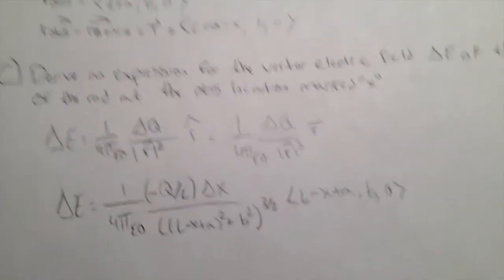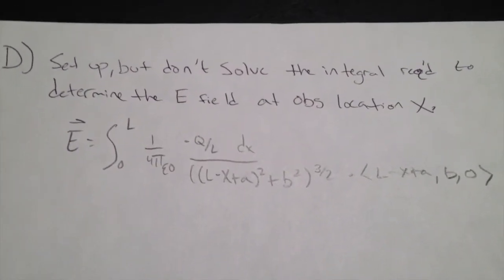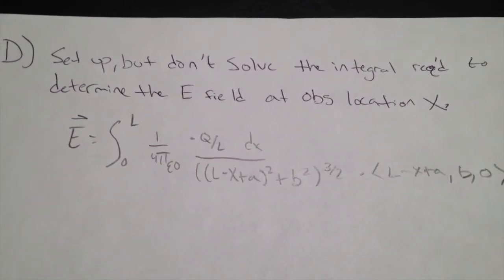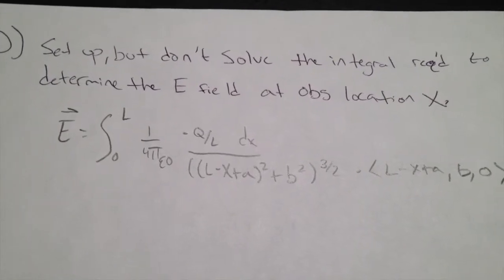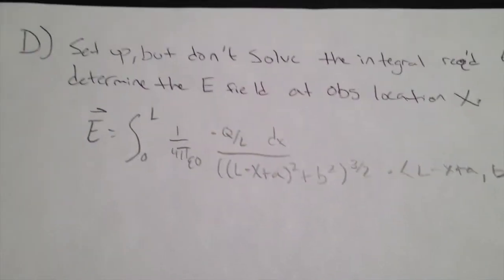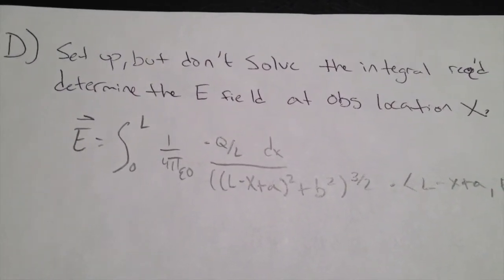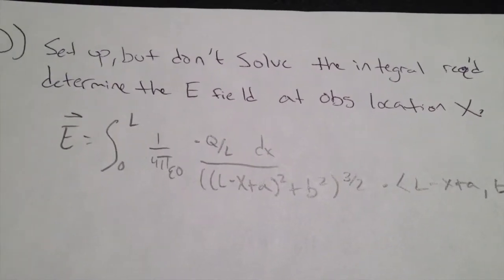And then we had one more part to this problem. That's right here, part D, and it says, set up but don't solve the integral required to determine the electric field at the observation location X. So when you're setting this up, since the last thing was dE, and we have to integrate this, we're going to be solving for E.